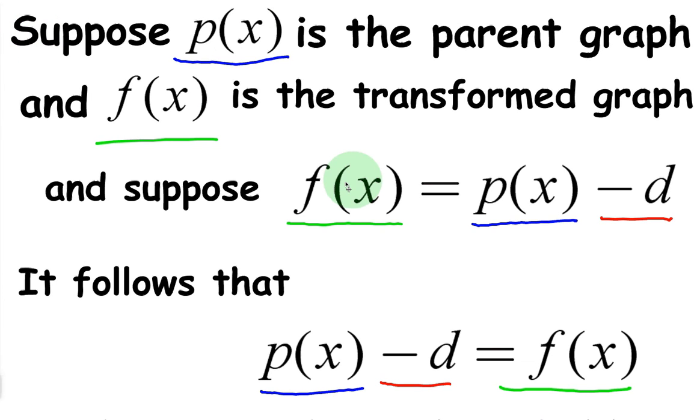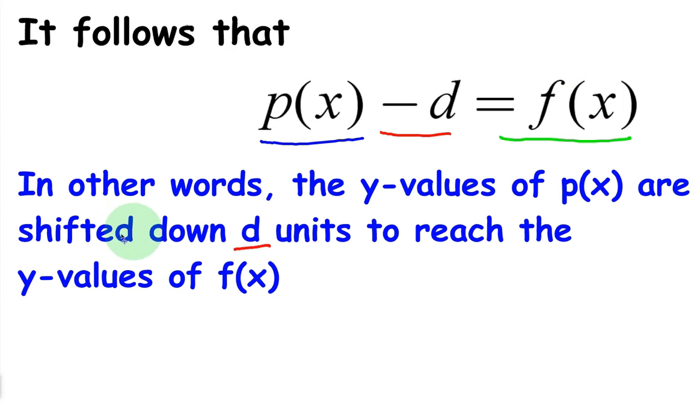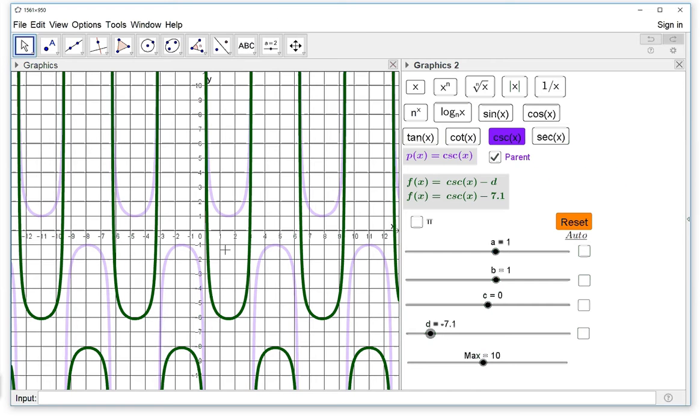If p of x is the parent graph, I like to make it purple because that's what it is in the little applet. And f of x is the transform graph. And suppose f of x equals p of x minus d. It follows that p of x minus d equals f of x. And therefore, the y values of p of x are shifted down d units in order to reach the y values of f of x. Again, while keeping the same x values, as you can see here. For example, these are all the same x values, just the y values were shifted down.